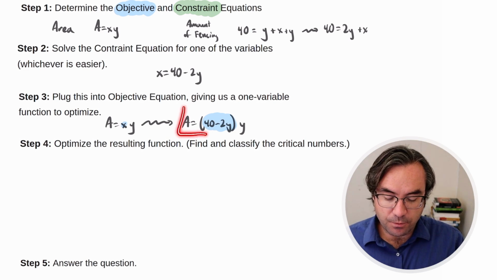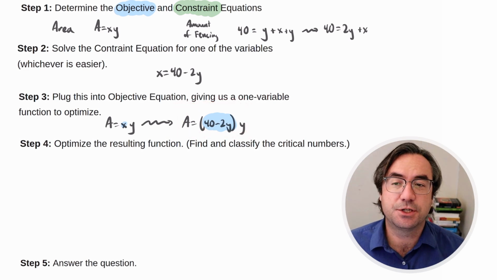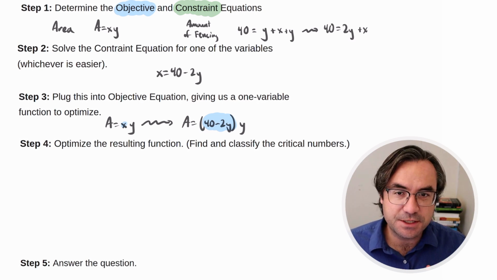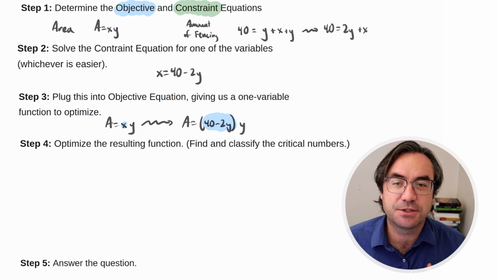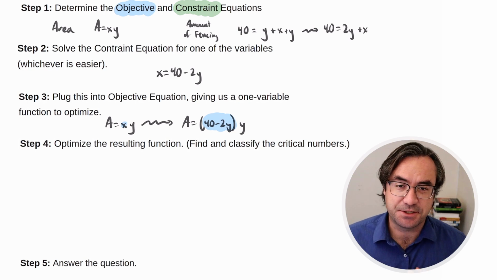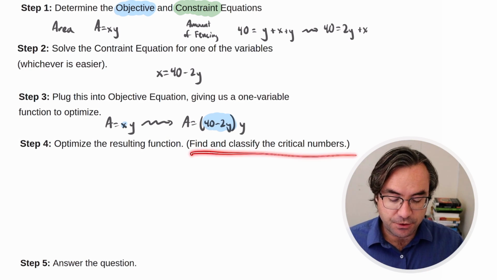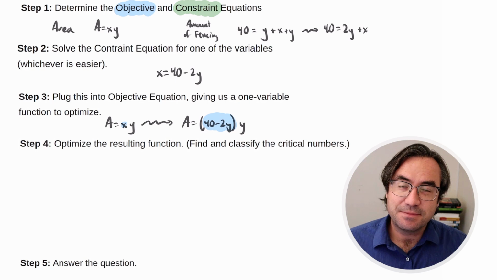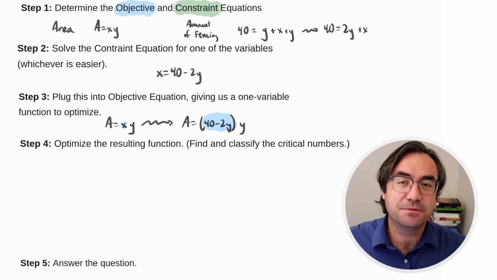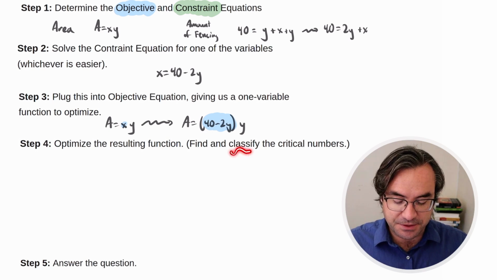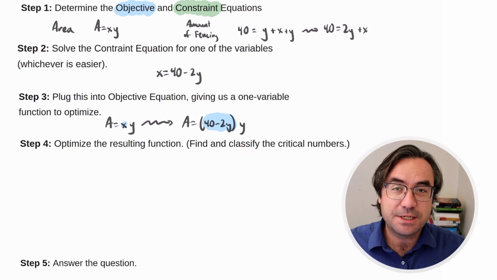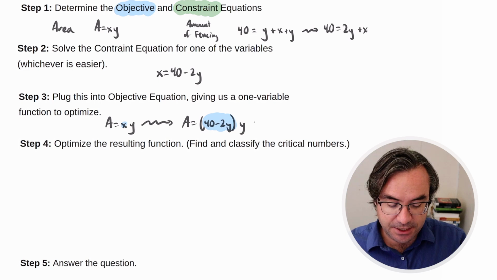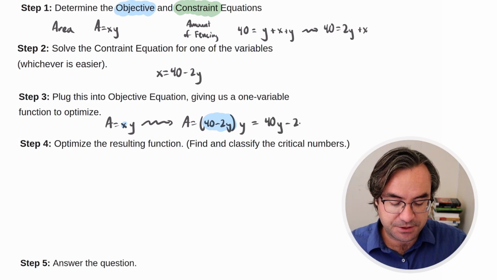And at this point, what we have is a one variable function. So for one variable functions, we have the strategy now to actually optimize these. And we know that's going to involve finding and classifying the critical numbers. And that usually involves the first derivative and usually the second derivative as well for the classification part. So to help us with the differentiation, let's actually multiply this out first. So we get 40y minus 2y squared.